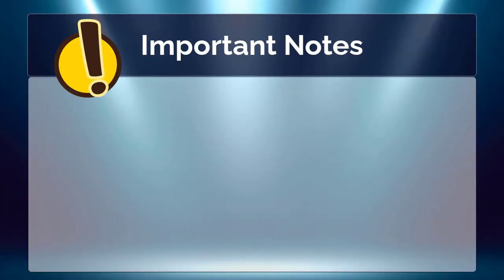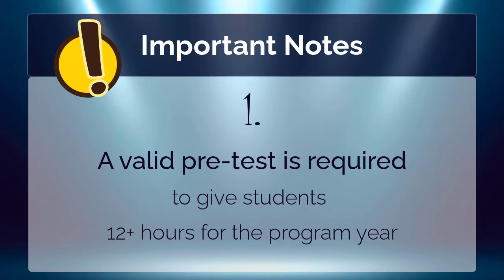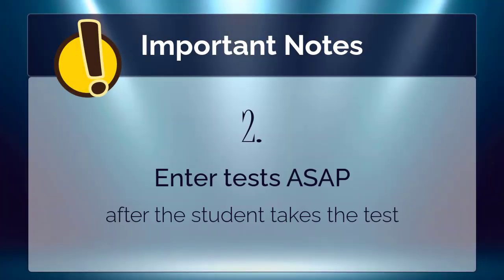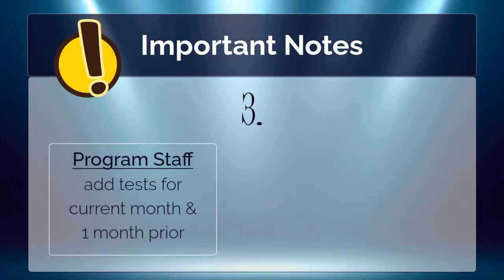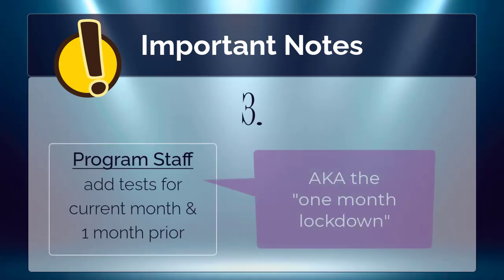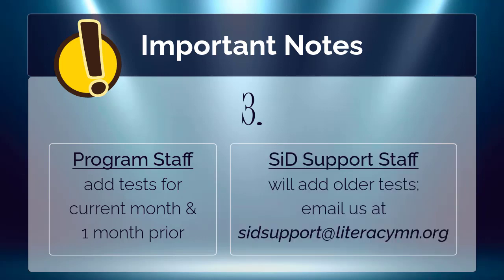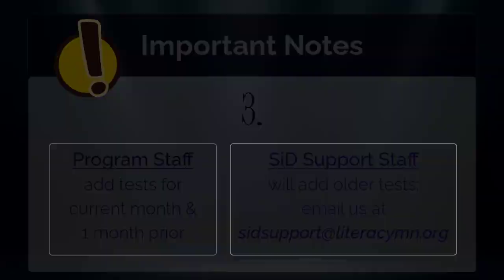Keep these points in mind. A valid pretest is required to be able to give the student 12 or more attendance hours for the program year. Always enter tests as soon as possible after the student takes the test. Tests can be entered by program staff for the current month and 1 month prior. This is also known as the 1-month lockdown. Older tests must be entered by SiD support staff.